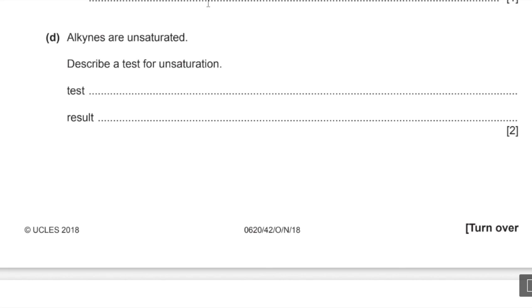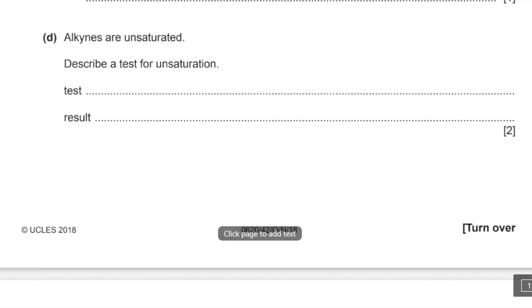The alkynes are unsaturated. Describe a test for unsaturation. So the test is based on double bonds. If a compound is unsaturated, meaning it has double bonds, that means it would react with bromine water when it's added to the compound and change the color of bromine from brown to colorless.